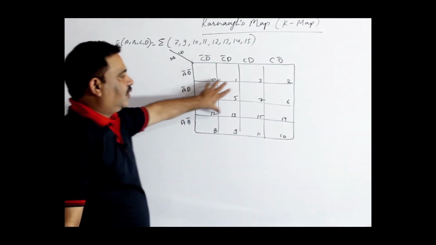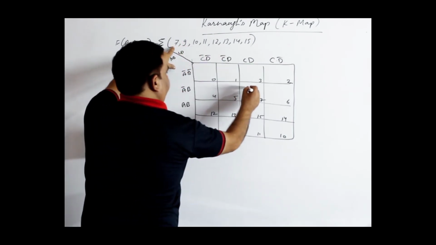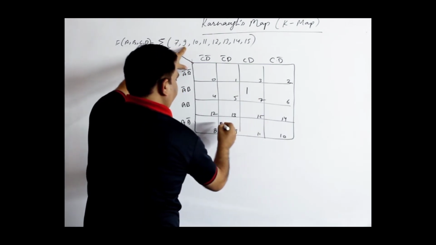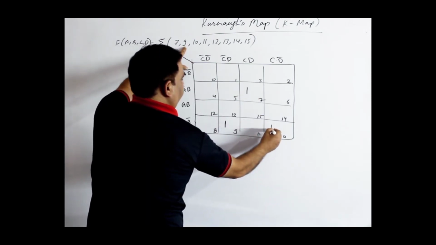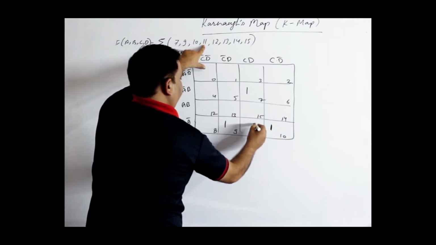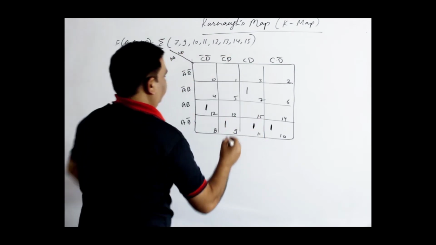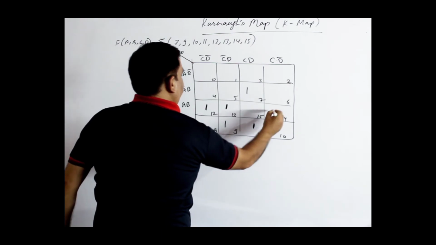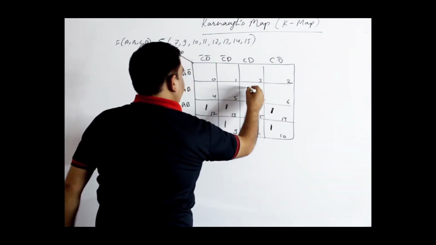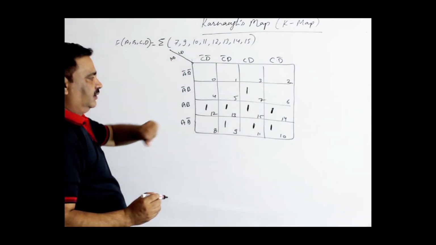Now we have to fill the columns with the given designations. First designation is 7, fill it with 1, then 9, 10, 11, 12, 13, 14, 15. So these are the columns which I have filled with the ones.